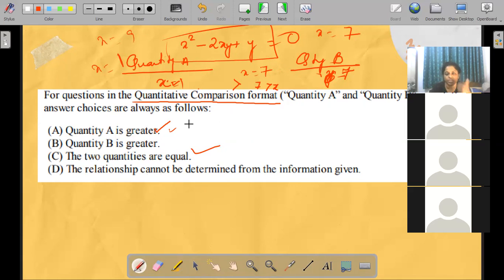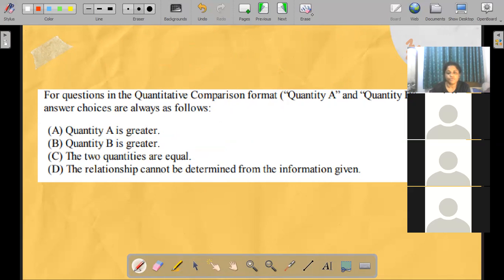This might not always be given to you in the question, but this is the standard format. Option A is quantity A is greater. Option B is quantity B is greater. Option C is both are equal. Option D is that it cannot be solved with the given information. All right, so let us quickly move to a problem.